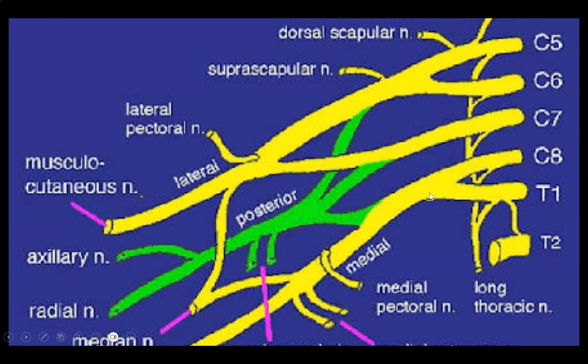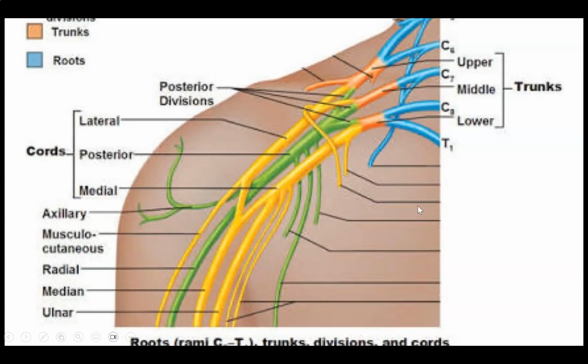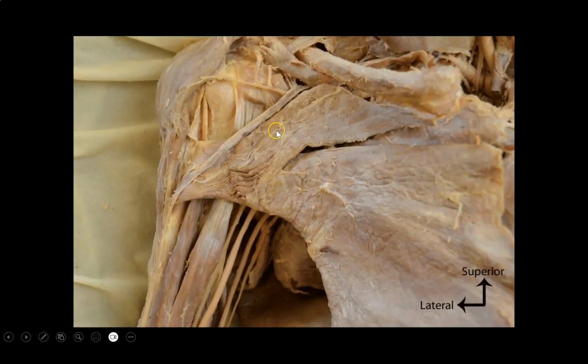Another view of the brachial plexus showing the anterior divisions and the posterior divisions, and another view in the neck showing the roots, the trunks, the divisions behind the clavicle, and the cords in relation to the axillary artery. This is a cadaveric view showing the clavicle, and showing that this is the supraclavicular and this is the infraclavicular pathway of the brachial plexus.